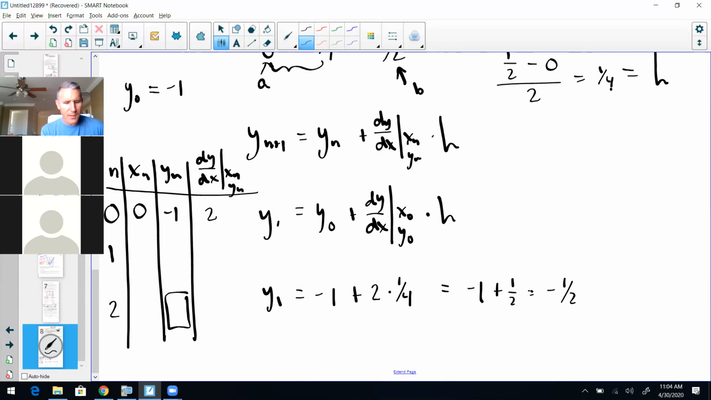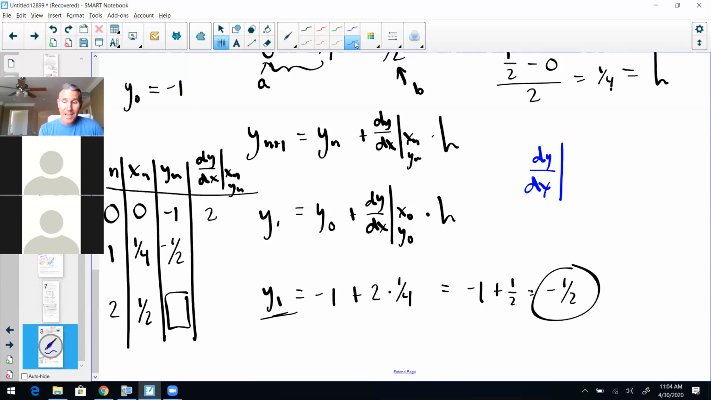So I know that my different x values are going to be found by adding a step size, which is 1/4 each time. Those are my x values. And I just found that my new y value, y sub 1, is -1/2. So then I'm going to find what is dy dx at x sub 1, y sub 1, because that's what this would be right there, right? dy dx evaluated at x sub 1, y sub 1, meaning when x equals 1/4 and y equals negative 1/2.